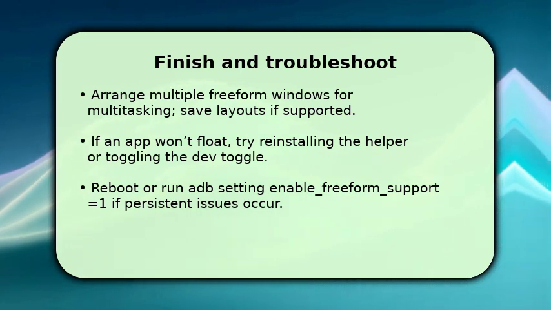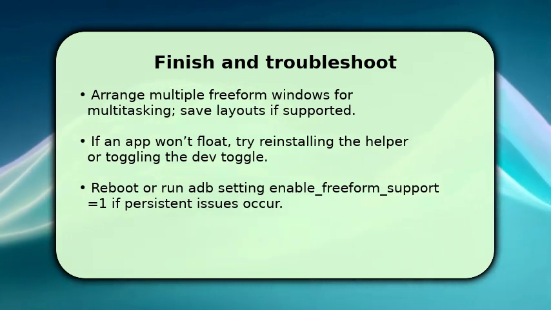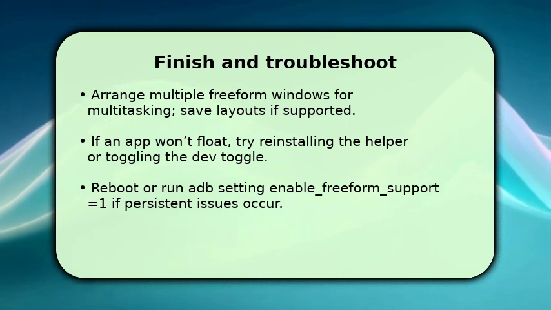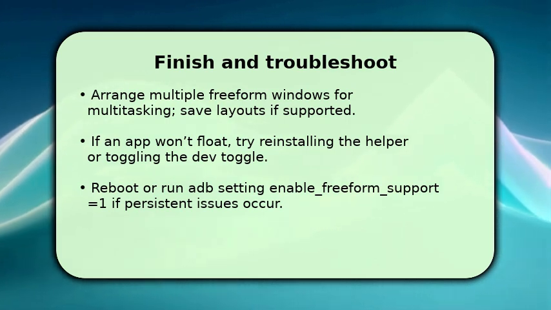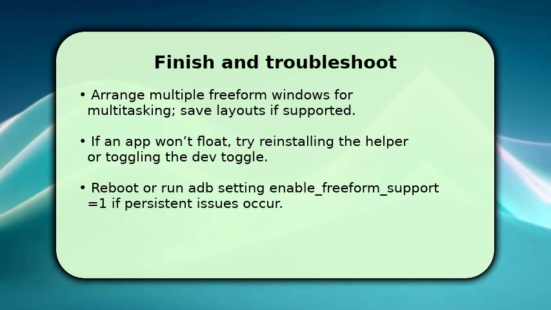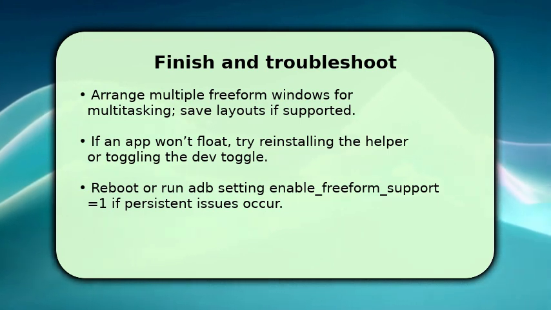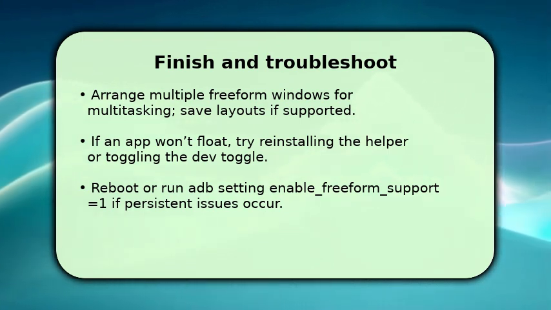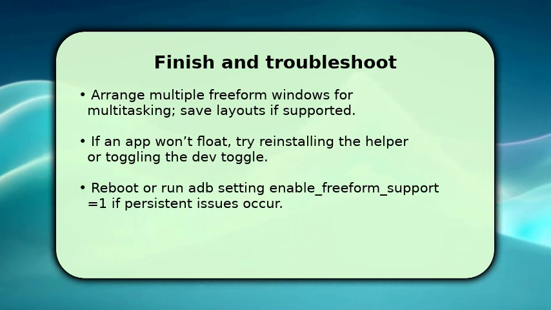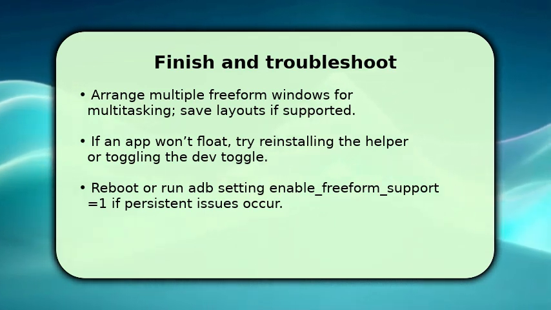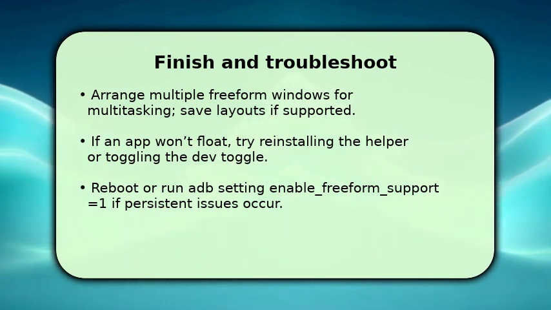If an app resists entering freeform, toggle the developer option off and on, restart the helper, or reboot the device to refresh system services. If problems persist, enable the system flag via a DB to enable freeform support and reboot. This forces the OS to expose freeform support when the simple toggles alone don't take effect.